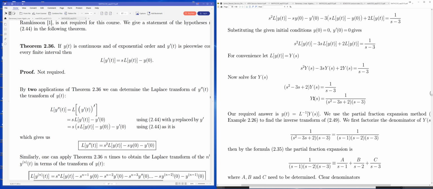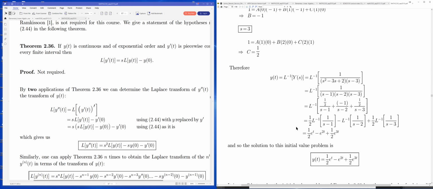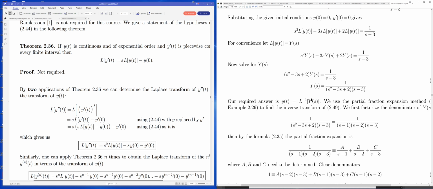So this is the Y of s, and to get the y of t, to get the solution that I want, what I need to do is take the Laplace inverse of this over here. And we know how to take Laplace inverse of something like this.